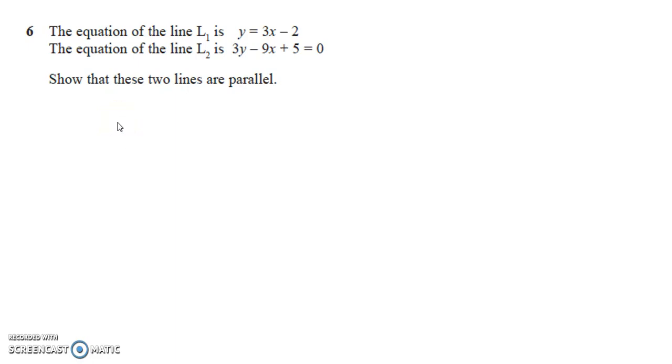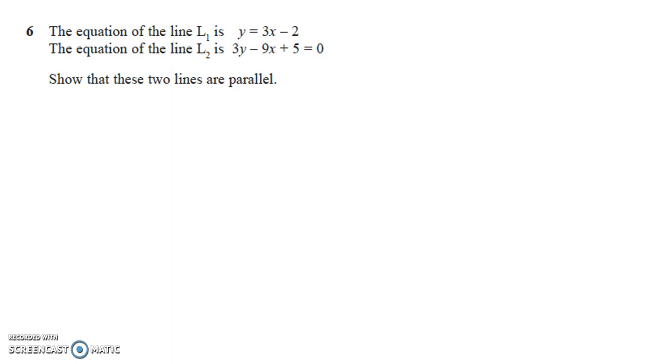Right then, so question 6, we've got the equation of the line L1, which is y equals 3x minus 2, and the equation of the line L2, which is 3y minus 9x plus 5 equals 0. It says show that these two lines are parallel. So have a quick go at this one, see what you can come up with, and I'll come back with a solution in a second.